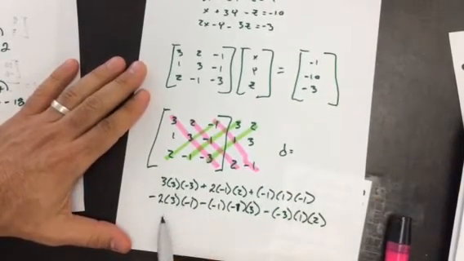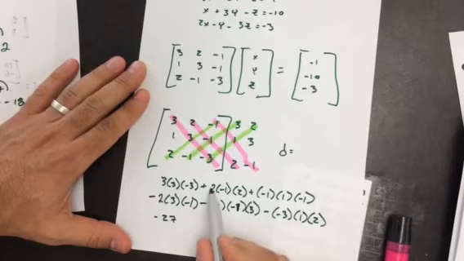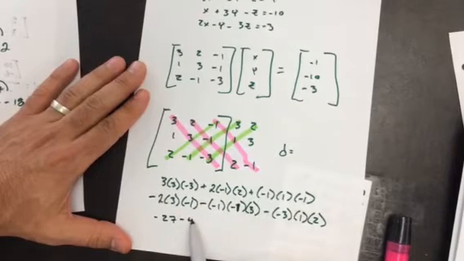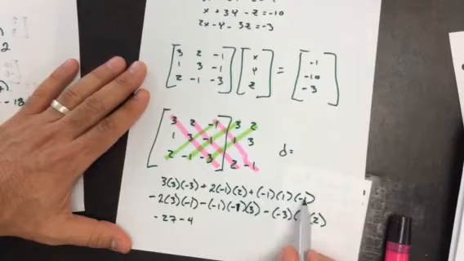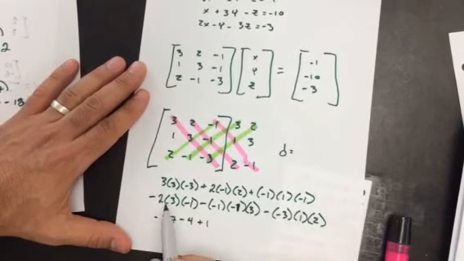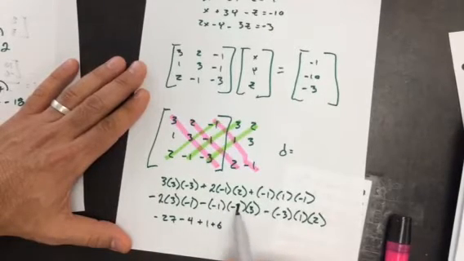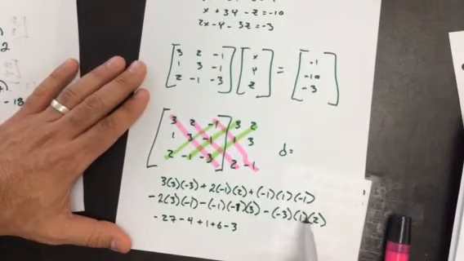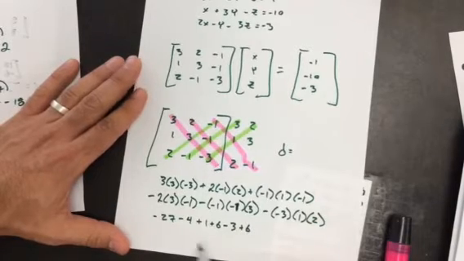3 times 3 times -3 is -27. 2 times -1 times 2 is -4. -1 times 1 times -1 is 1. 2 times 3 times -1 is -6, but it's minus a negative, so it's going to be plus 6. -1 times -1 times 3 is 3. -3 times 1 times 3 is -6, but it's minus a -6, so it's going to be plus 6.